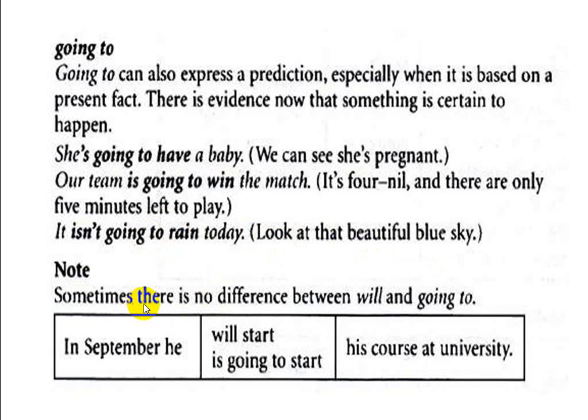Note, sometimes there is no difference between will and going to. Sometimes, not in all cases, there is no difference between will and going to. For example, in September he will start his course at university. And in September he's going to start his course at university. You notice with these two sentences that there is almost no difference between will and going to.